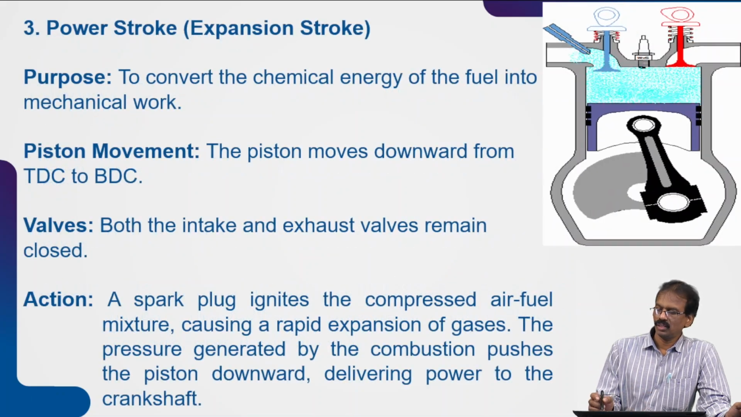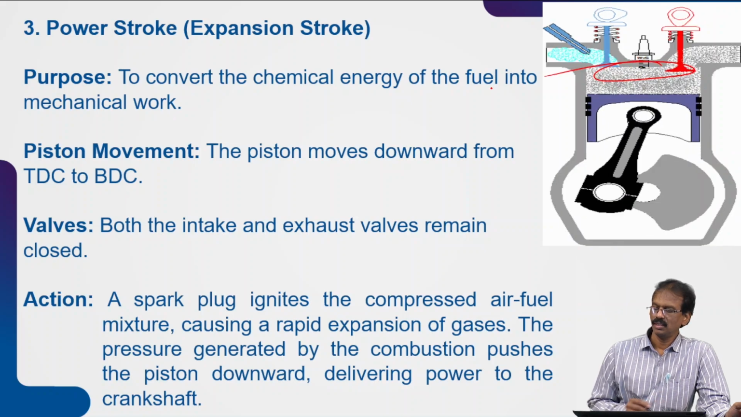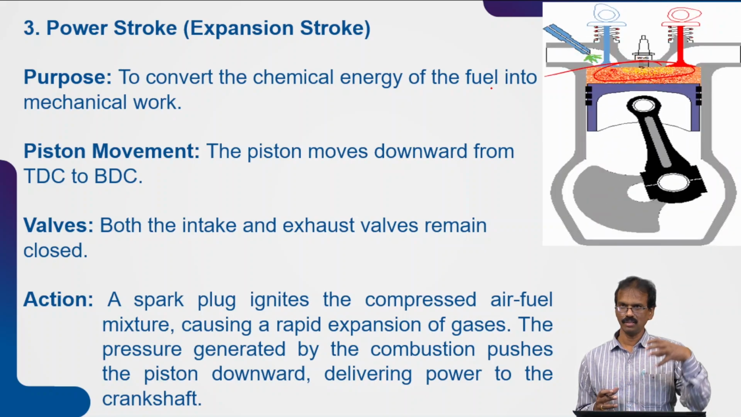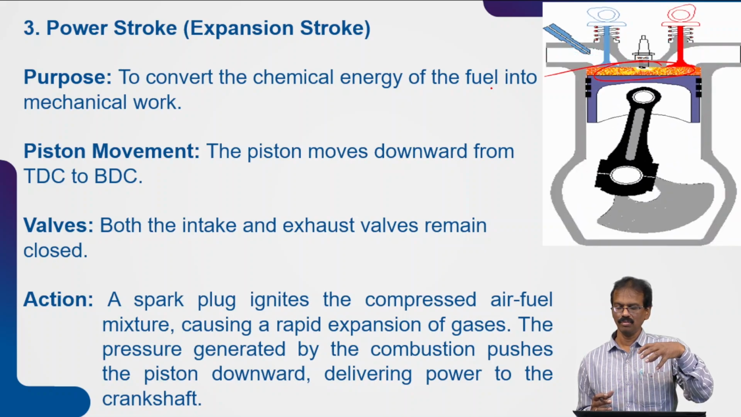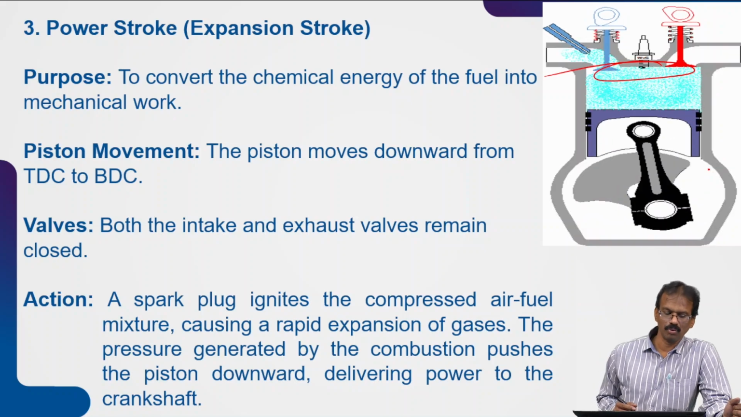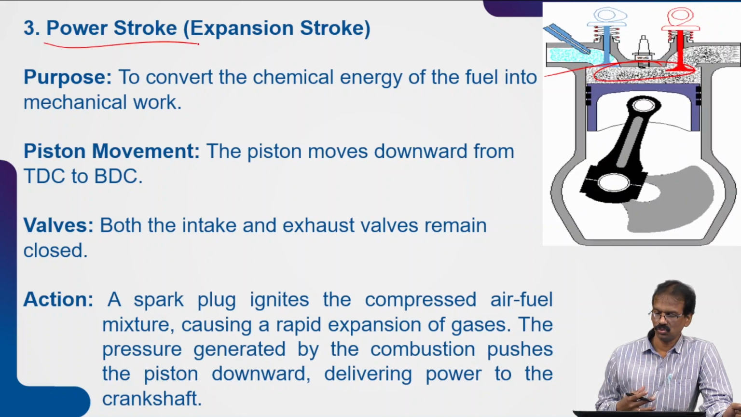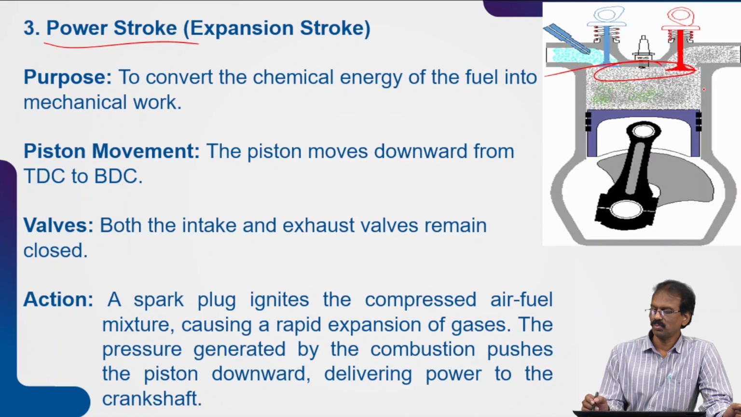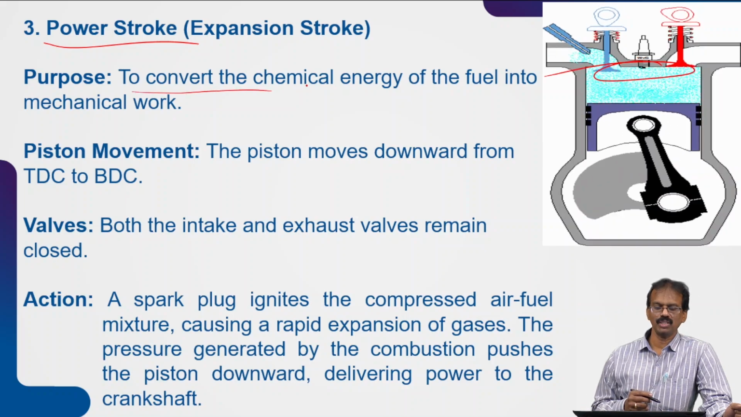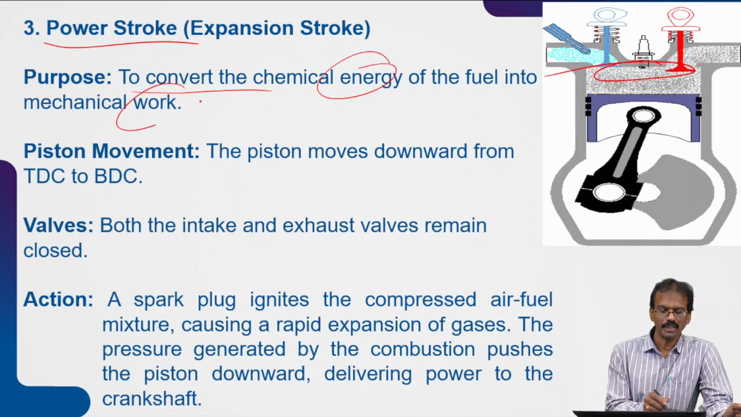So at the end of the compression, this is the combustion. At the end of the combustion, high pressure and temperature are released. That pressure will move the piston from top dead center to bottom dead center. That is called the power stroke. So the power stroke is the expansion stroke. It means the piston moves from top dead center to bottom dead center. The purpose of this is to convert the chemical energy of the fuel into mechanical work.